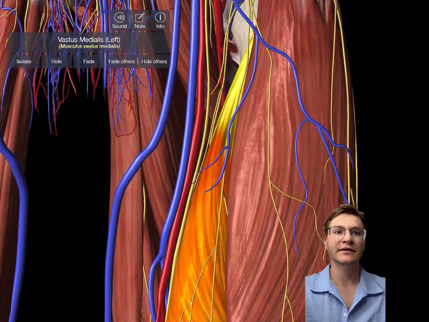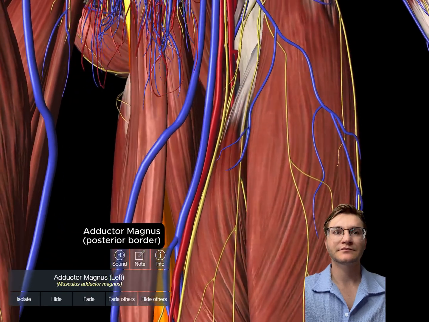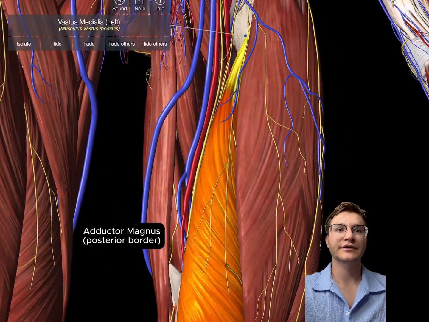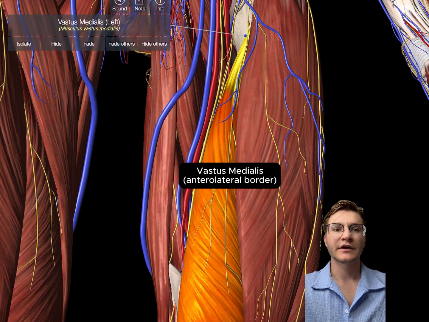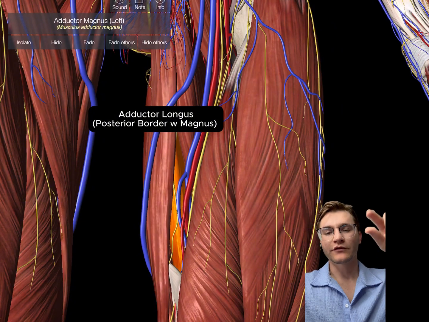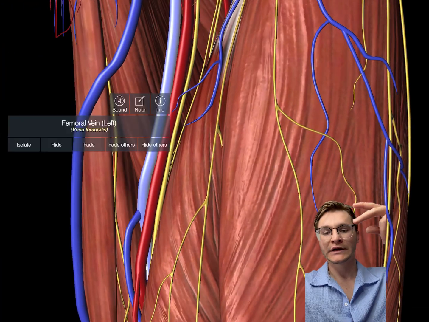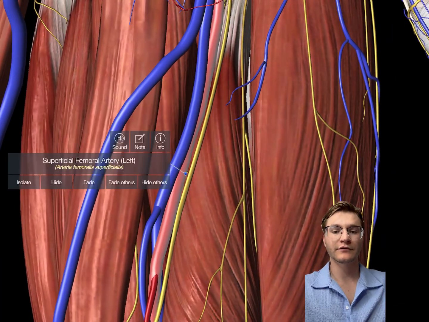See our vastus medialis. See our adductor magnus. And then we also see our adductor longus as well. And our vastus medialis, which is our anterior lateral border. There's our adductor longus. And once again, our femoral artery is actually split into our deep or profunda femoris artery and then our superficial femoral artery.